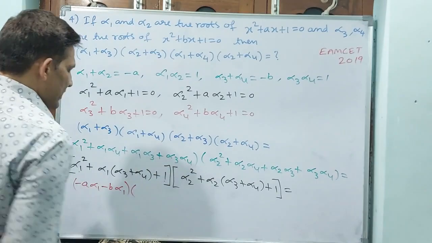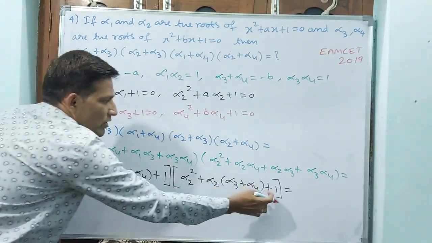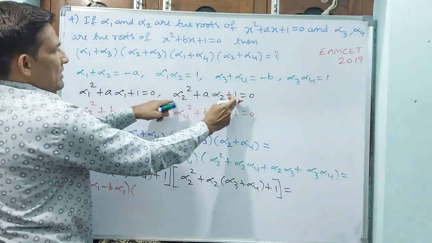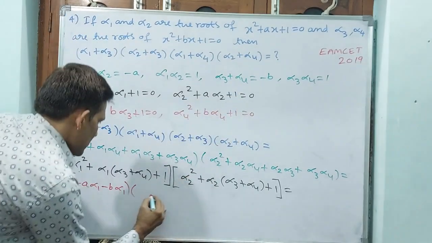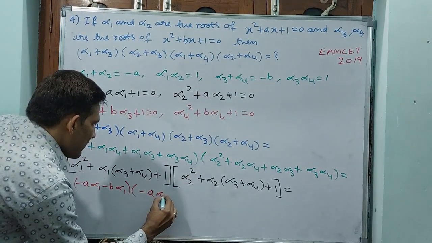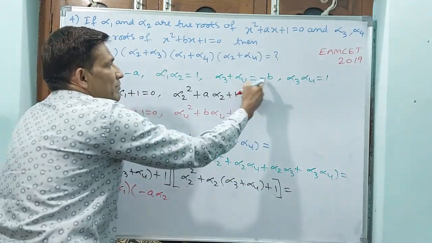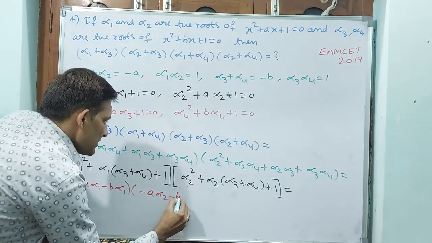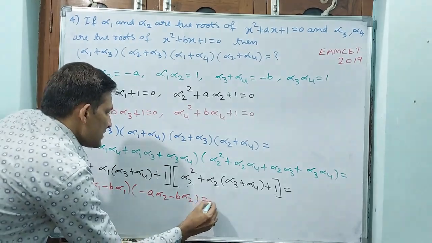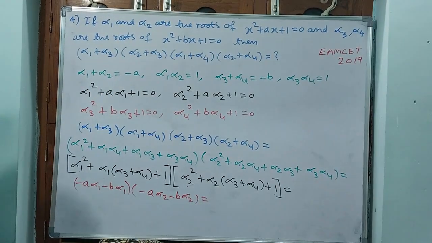Now go back here. You see here also alpha 2 square plus 1 gives minus a alpha 2, so these two are over. Alpha 2 into alpha 3 plus alpha 4 gives minus b alpha 2. That is equal to. Now you see.